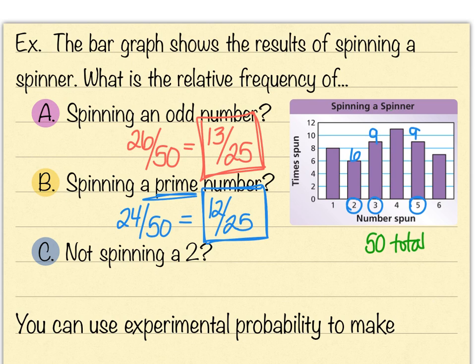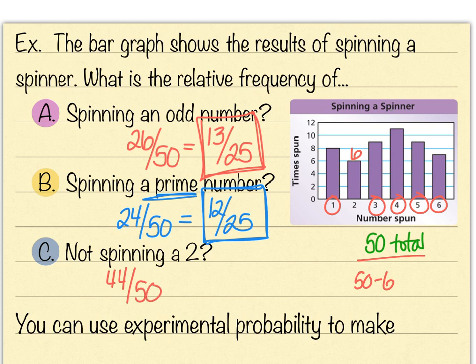And then this last one here says not spinning a 2. Now, I'm going to save you some time here. If you get a problem like this and it says not spinning a 2, your instinct is going to want to be to add up how many 1s, 3s, 4s, 5s, and 6s there were. There's an easier way to do it. If a 2 was spun 6 times, and there were 50 spins in all, 50 minus 6 means that not 2, or any other number but 2, was spun 44 out of the 50 times. We don't have to add up all the other ones. We can just subtract how many times a 2 was spun.